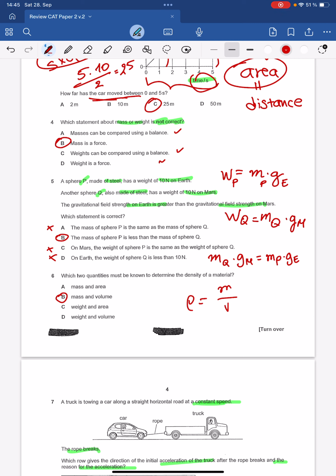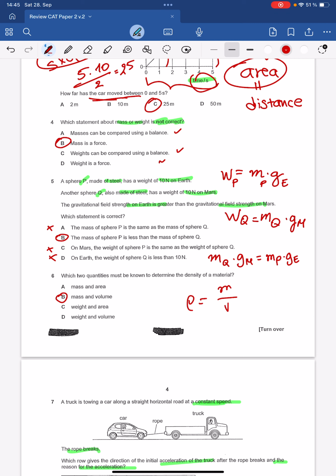The fact that they are both made of the same material might give you some idea about the density in case you need it. Gravitational field strength just talks about gravity's acceleration, g. So which statement is correct? You need to compare the mass of the sphere P to the mass of the sphere Q, or their weights. Now, we start with the standard one.